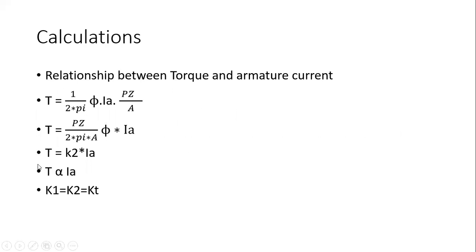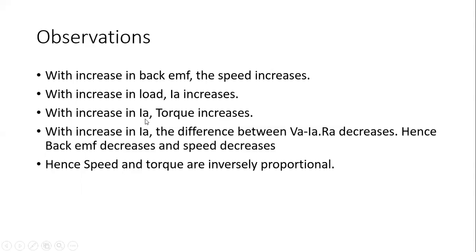So both are directly proportional. Hence, with the increase in the armature current, the torque increases. Now, using this value of armature current in the back EMF expression, we will see what happens. With the increase in the value of this armature current, the difference between VA minus IARA is going to decrease. Therefore, since the difference is decreasing, it naturally means that the value of the back EMF decreases. Since back EMF and speed are directly proportional, if back EMF is decreasing, then the speed is also decreasing in nature.